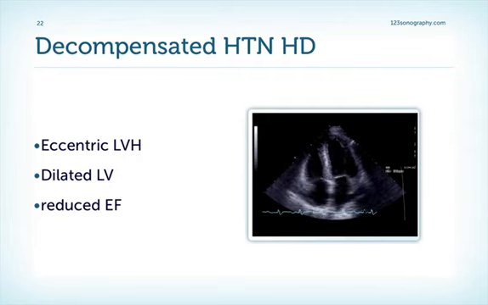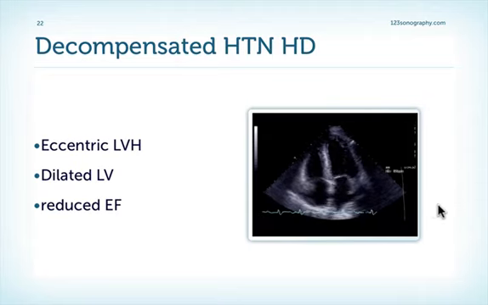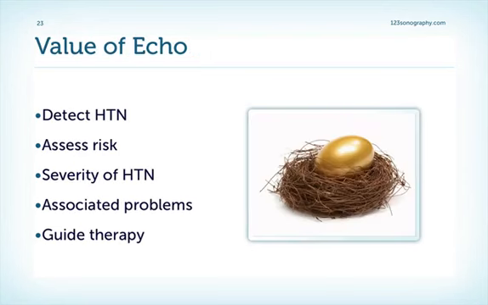And what you see here is an example where we already have a reduction in ejection fraction. Usually the patients have symptoms of dyspnea at this stage. Echo is extremely valuable in patients with hypertensive heart disease. Very often you will be able to make the diagnosis simply because you find hypertrophy. Remember, many patients don't know what their true blood pressure values are.